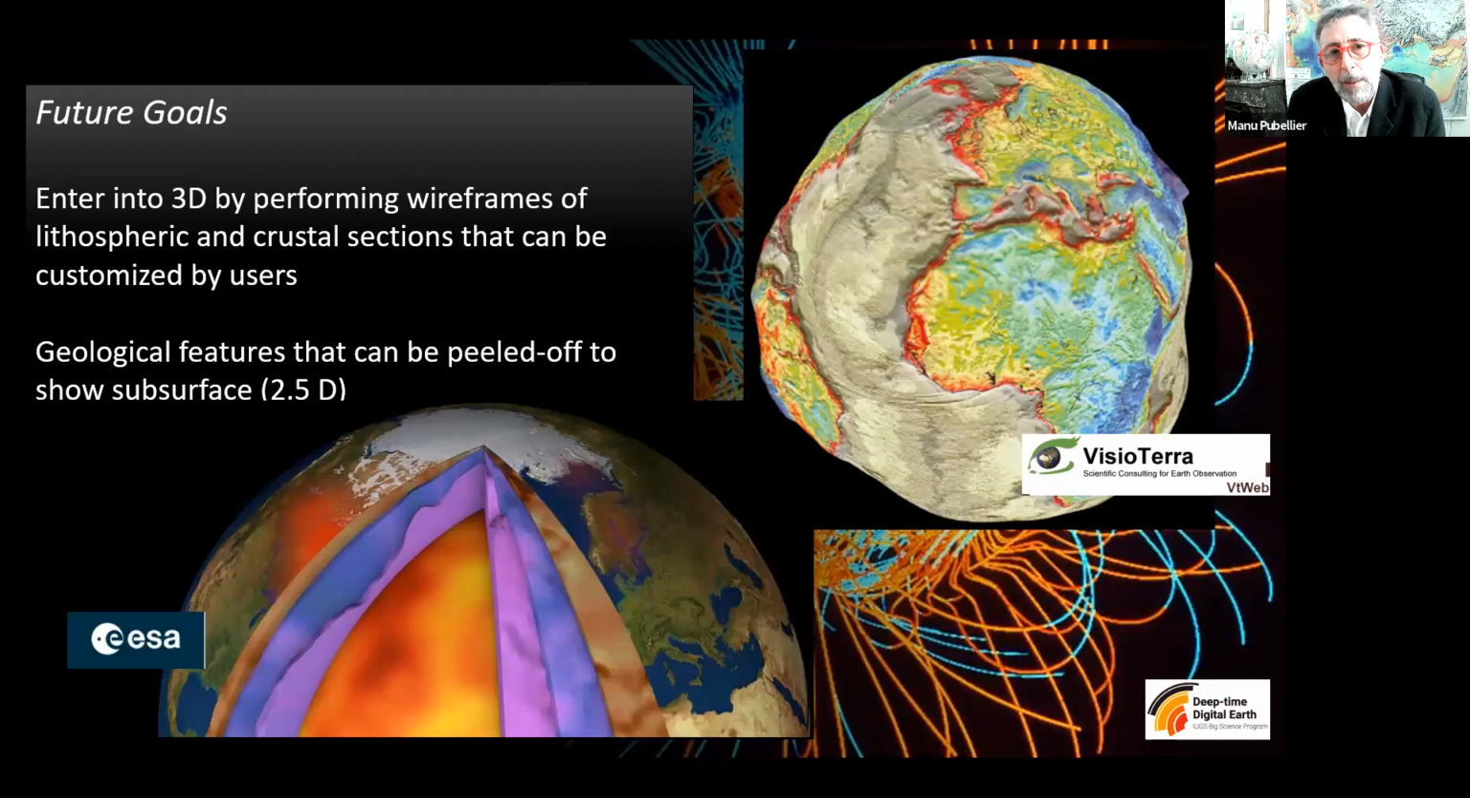In the future, the Geological Mapping Group will try to step into 3D, not exactly by doing detailed cubes of geological data, but more by performing wireframes of lithospheric and crustal sections that can be later customized easily by users so that they can put their own data or results. We're also exploring whether we can peel off some of the structures which are visible at the surface on the geological maps in order to show subsurface structures, for example, basement.